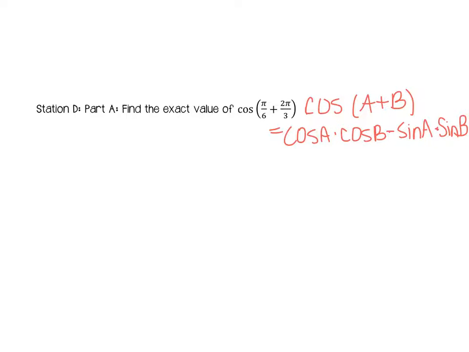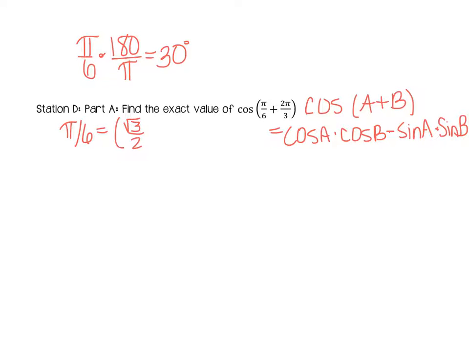So I'm going to go back over here to pi over 6, and I'm going to convert that into degrees so I know where that lives on the unit circle. So I'm going to multiply that by 180 over pi, and that gives me 30 degrees. Okay, if I use my hand trick, I know that pi over 6 is going to give me root 3 over 2 and 1/2. And because that lives in quadrant 1, I know that everything is positive.